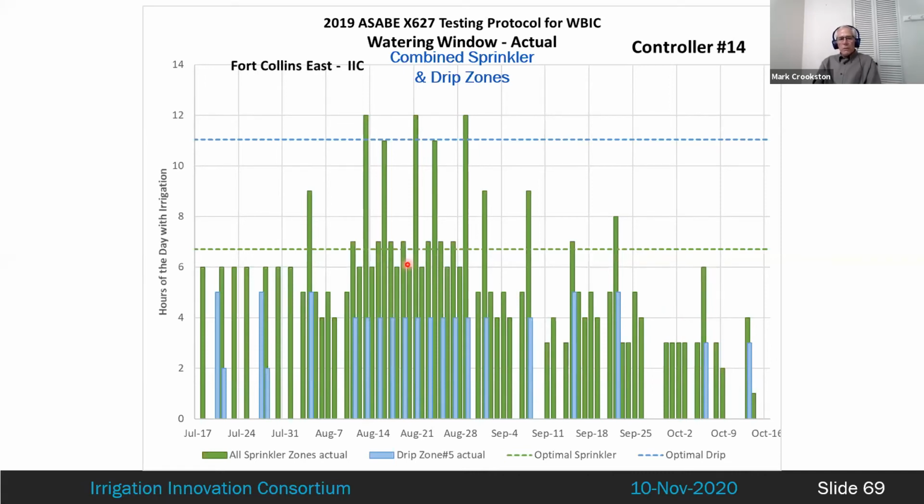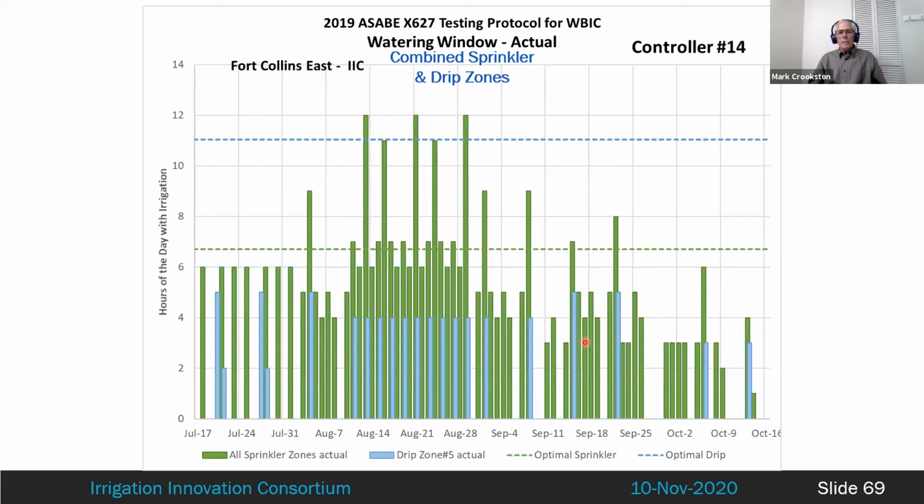adding up all the sprinkler zones in the green and adding up all the drip zones, the 2 zip zones in the blue, and seeing, okay, how much time did this controller need to get that done? And we were hoping that the green would stay down here at about a little under 7 hours. And there were days when it went all the way to 12. So that would indicate that there's room for better stacking or management of getting those zones working together.